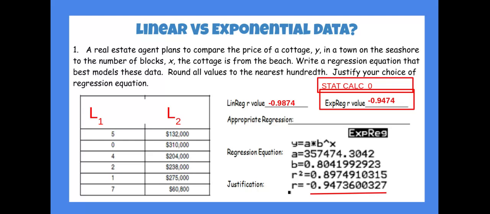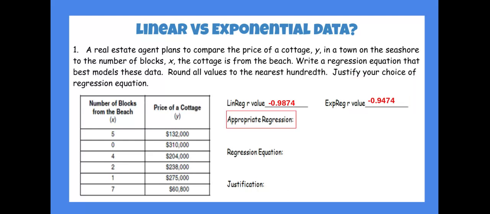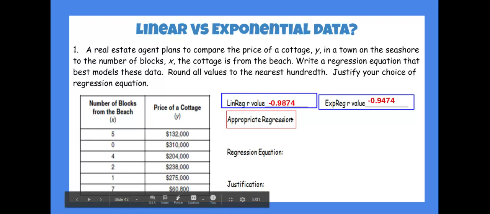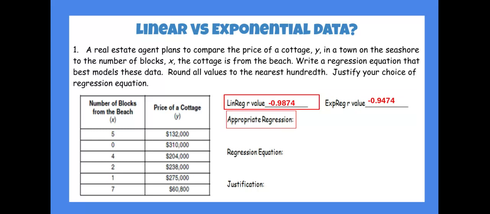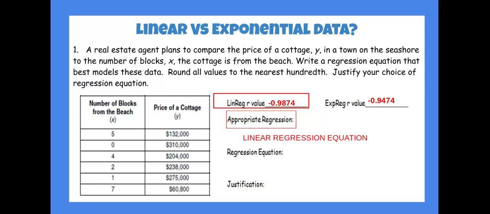So now to choose the appropriate regression equation, we need to look at both of the R values. So which one is stronger? Which one is closer to -1? So thinking about which one's better to get on a test, a 98 or a 94. Which one would be stronger is how you're going to compare it. The one for the linear regression would be stronger because negative 0.98 is closer to -1. So we're going to be using our linear regression equation.